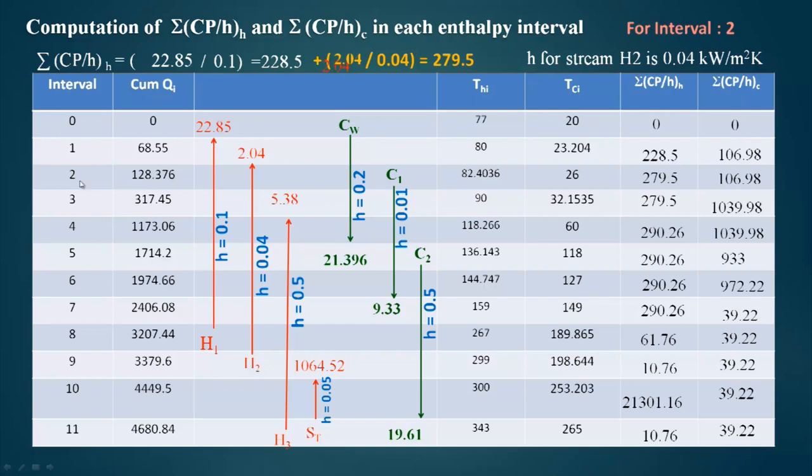Now, in the second interval, the same cold water stream is there, that is the cold utility stream. So, the value is the same 106.98, because it is not changing. Whereas, in the third interval there are two cold streams. So, my value will be 21.396 divided by 0.2 plus 9.93 divided by 0.01. When I add them together, I get a value 1039.98. So, similarly, this column has been filled.